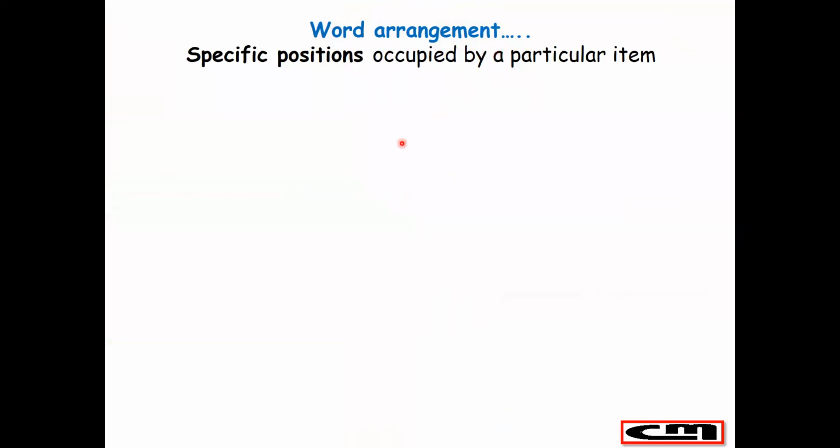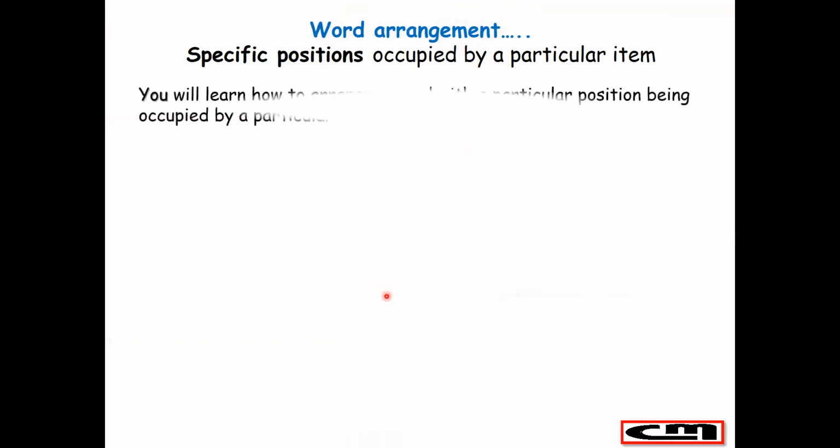Word arrangement, specific positions occupied by a particular item. In this presentation, we'll learn how to arrange a word with a particular position being occupied by a particular item.